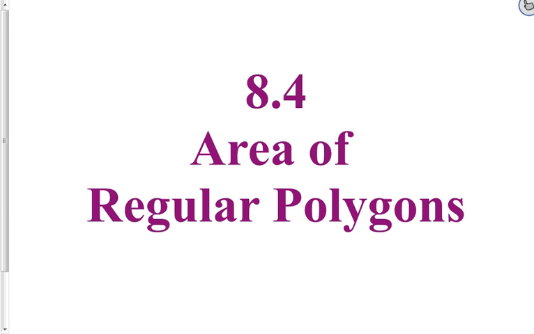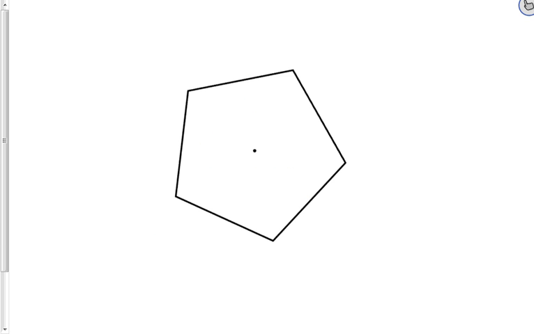All right, here we go. Section 8.4. We're talking about area of regular polygons. So here we have a regular pentagon. All the sides are congruent, and consequently all the angles are congruent.